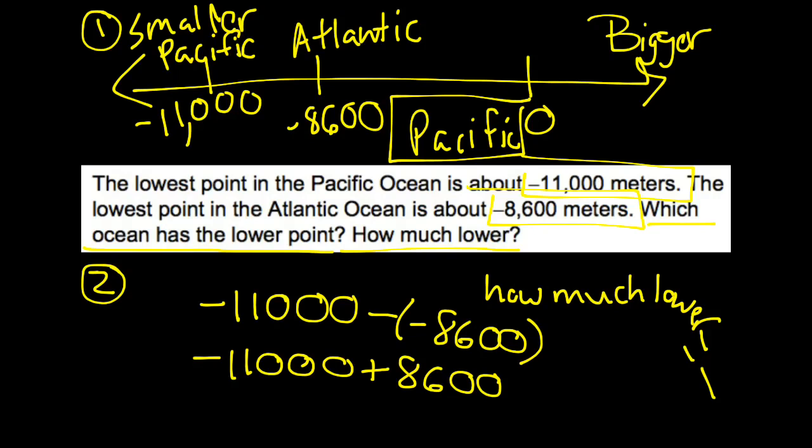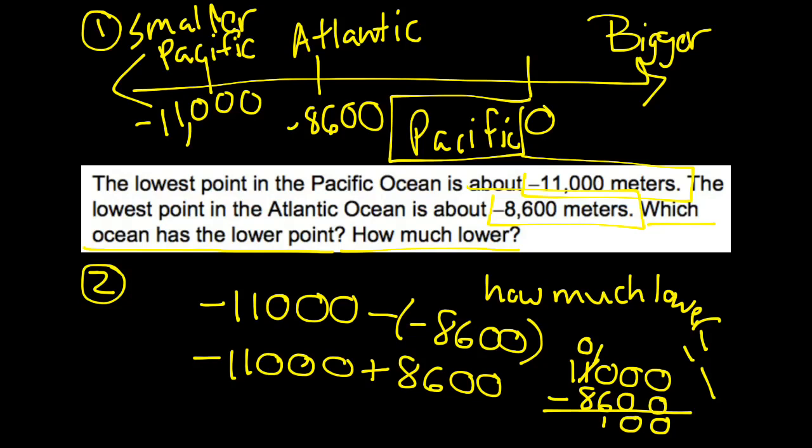So I'm going to go ahead and take both of these. I'm adding them, but they're different signs. So I'm going to subtract their absolute values. 11,000 minus 8,600. 0 minus 0 is 0. 0 minus 0 is 0. I can't take away 6 from 0, so I need to borrow. The 1 becomes a 0. The 0 becomes a 10.